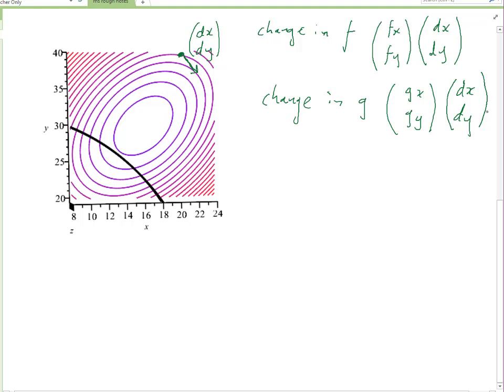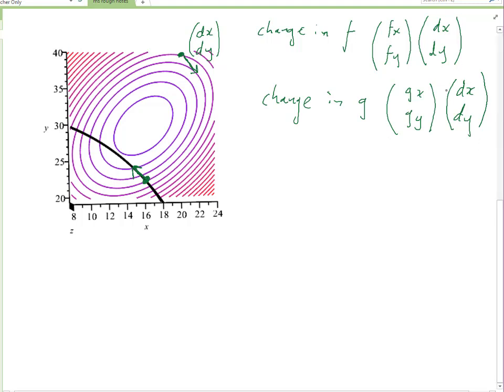Okay, so if I start at some point like this, if I move, say, in this direction, so here, if I move along from this position, moving along the constraint line, then this one here would have to be 0. Because moving along the constraint line, the constraint is not changing. So from any position on the constraint, if I move along it, this would have to be 0.